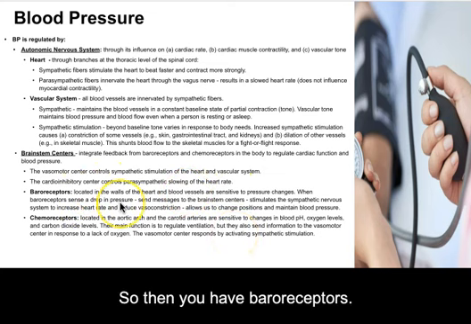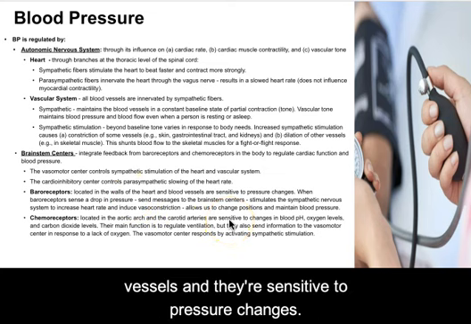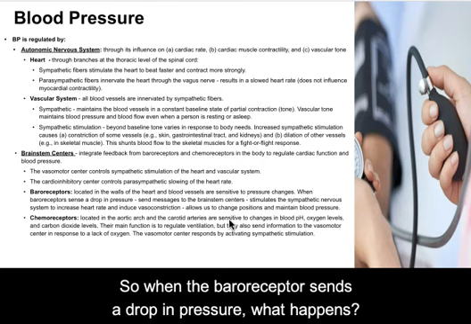So then you have baroreceptors. Where are these? These are located in the walls of your heart and blood vessels, and they're sensitive to pressure changes. So when the baroreceptors sense a drop in pressure, what happens?